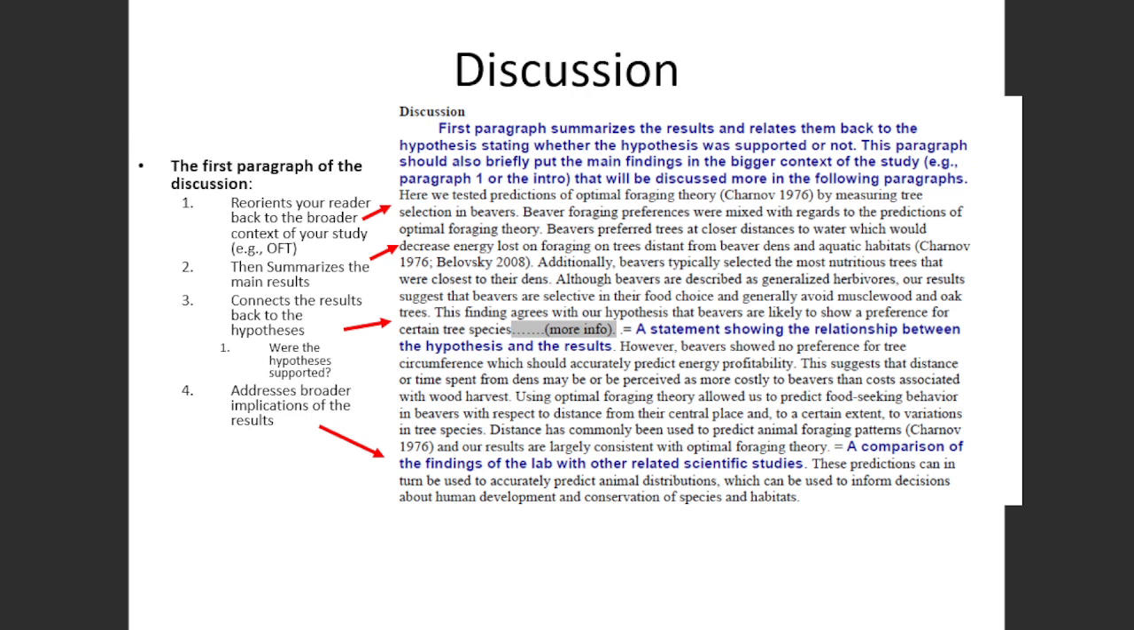So here's an example paragraph where the first bit reorients your reader to the broader context. Then second bit summarizes the main results. Third bit connects back to the hypothesis. And the last bit at the end addresses broader implications of the results.